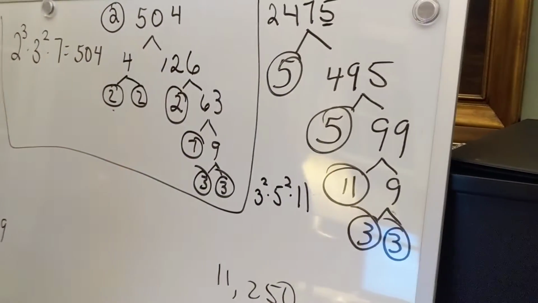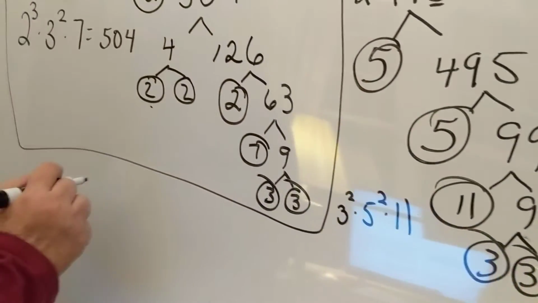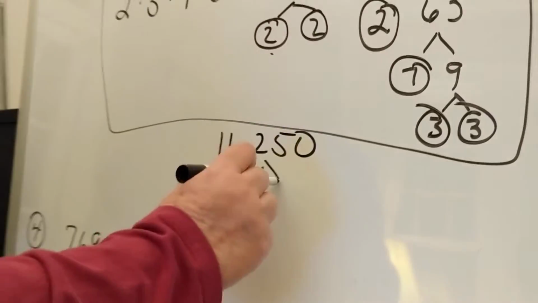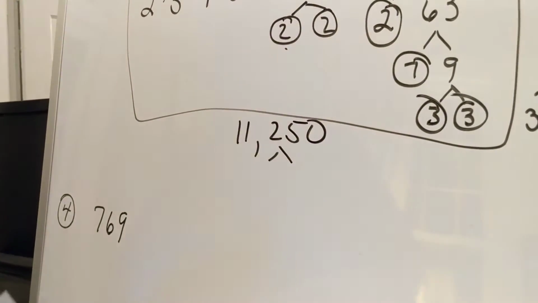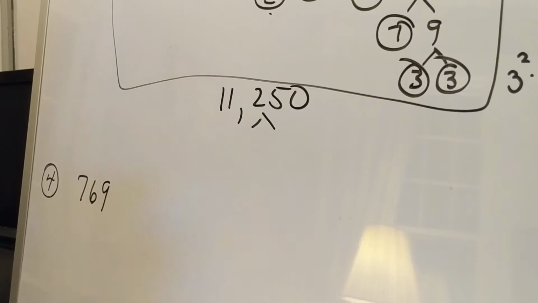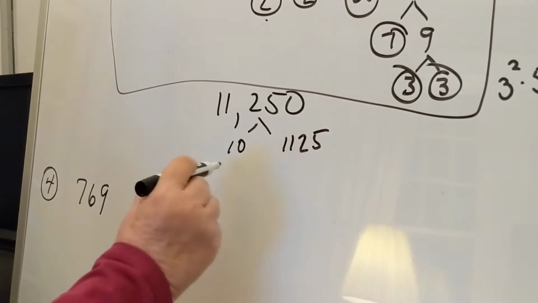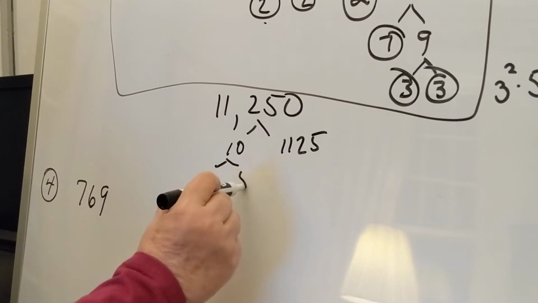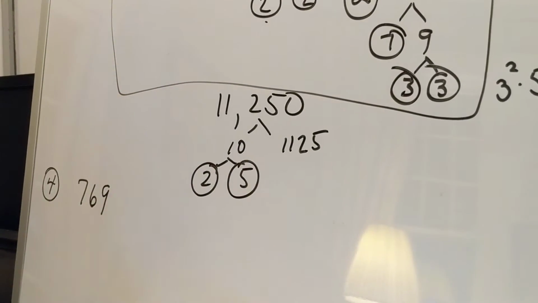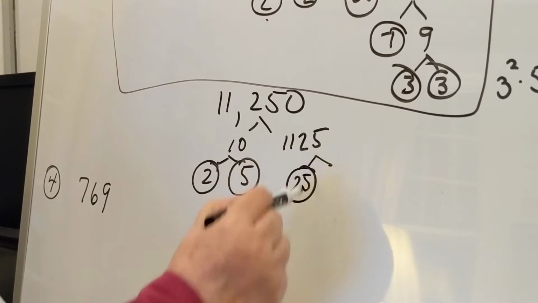Okay, our last one on number 2 is 11,250. Again, we can start this many ways. We could start 2 times something, 5 times something, 50 times something. I think I'll start at 10 times 1125. Now 10 can be broken down to 2 times 5, both of which are prime. And for 1125, I think I'll break those down into 25s. I think quarters here.